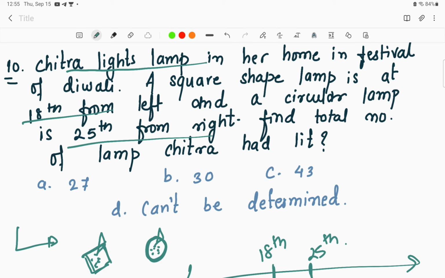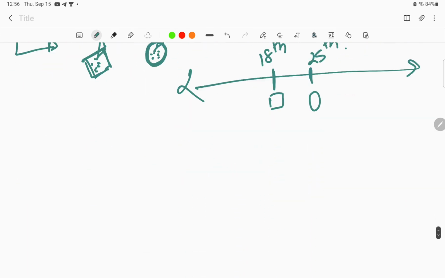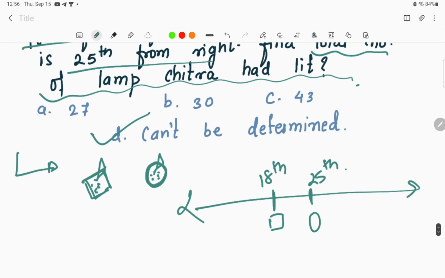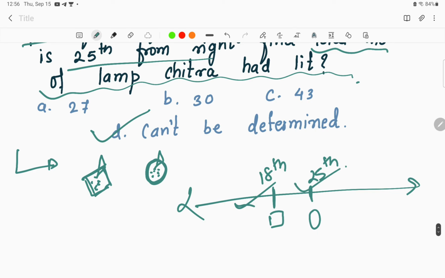So in such cases we cannot find the answer, because there is no specific data about the total quantity given here. Such answers will be "cannot be determined". As we know, we cannot find the total number of lamps Chitra had lit, because two different objects are given, and it is not mentioned how many square or circular lamps there are.